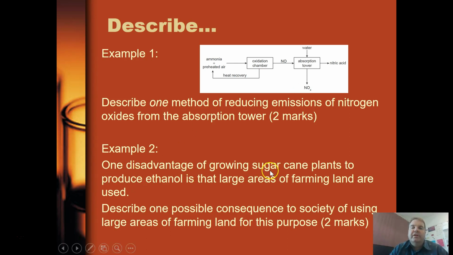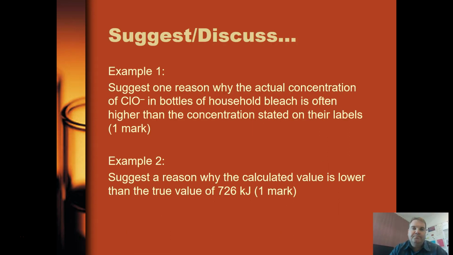Here's another one. One disadvantage of growing sugarcane plants to produce ethanol is that large areas of farming land are used. Describe one possible consequence to society of using large areas of farming land for this purpose. The consequence is that the land is not available for food production, and so we could have possible food shortages. That's where you get your 2 marks from. It's not just stating it, and I'll get to stating in a minute, but you actually have to describe it. So it's really important that you look at the number of marks, and because there's only one thing here, you need to give an explanation for or describe the consequence.